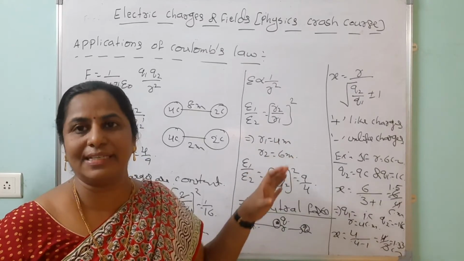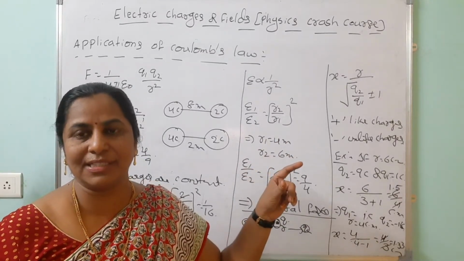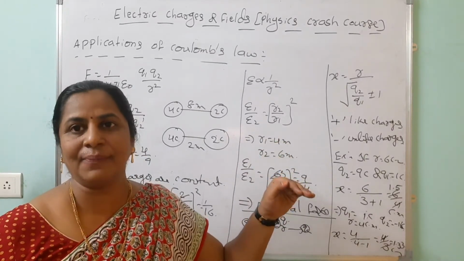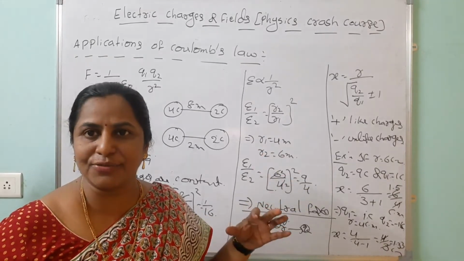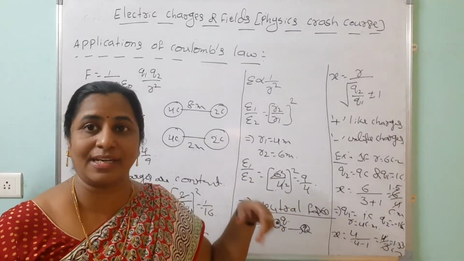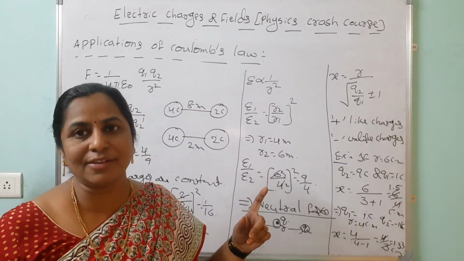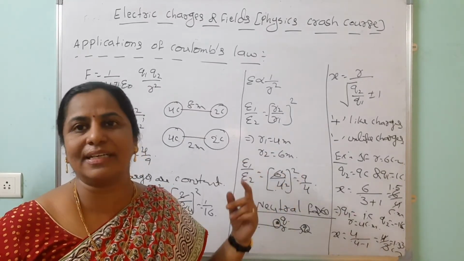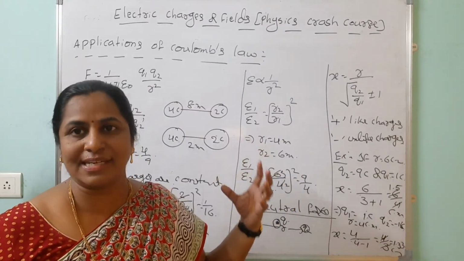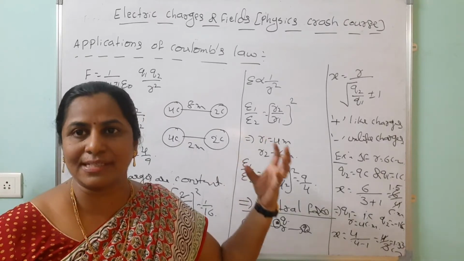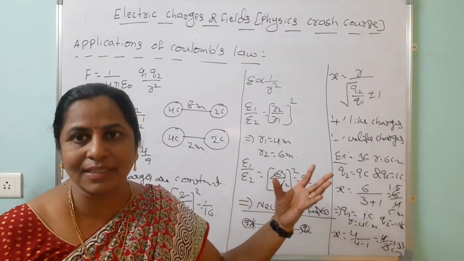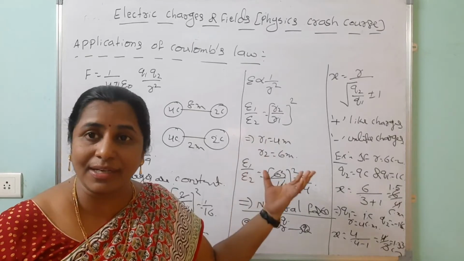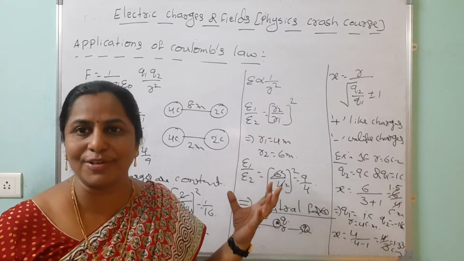Now till now we discussed two sets of charges. Some force is acting. If unlike, it is an attractive force, if like, it is a repulsive force, and you know how to calculate the forces and how to find the ratio of the forces when there are two sets of charges, two sets of distances, and two different types of mediums also we are able to find out.